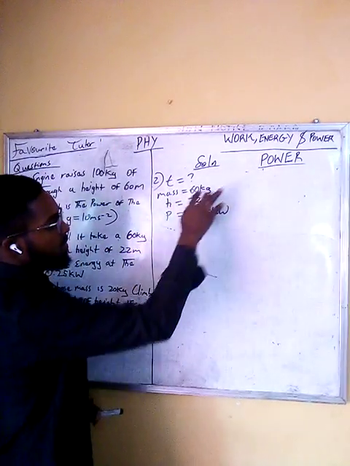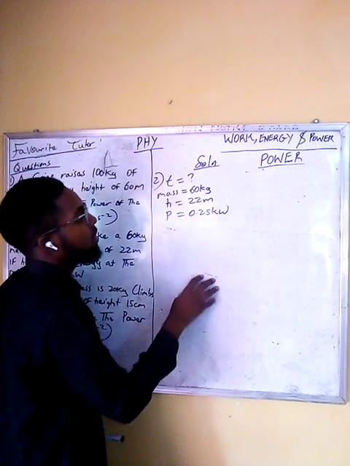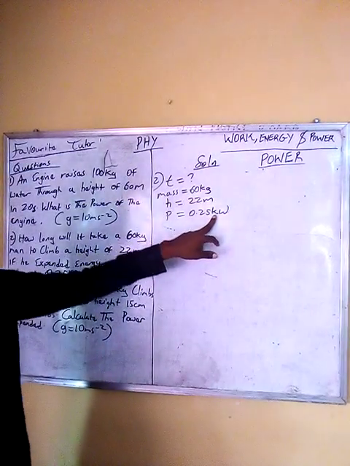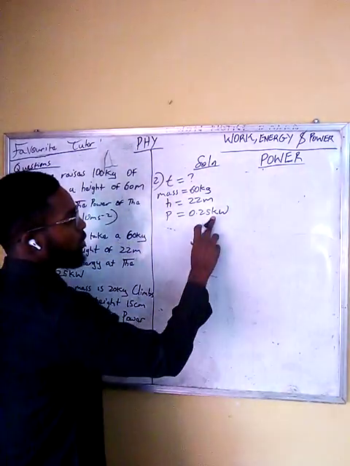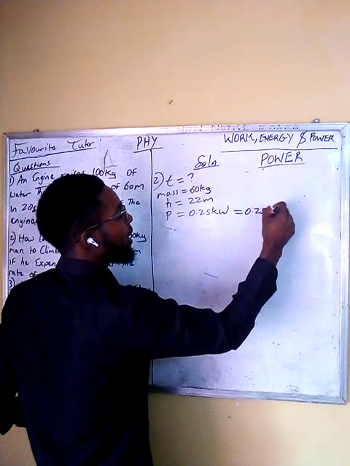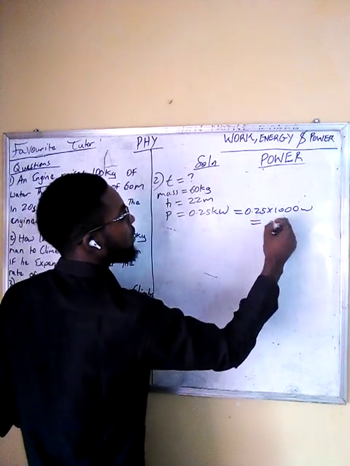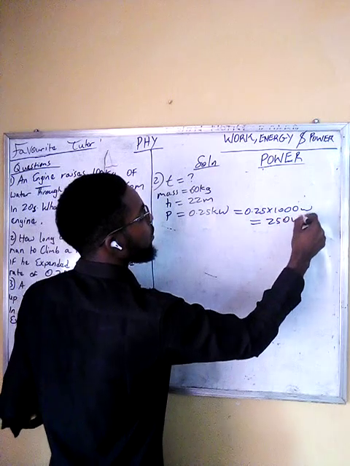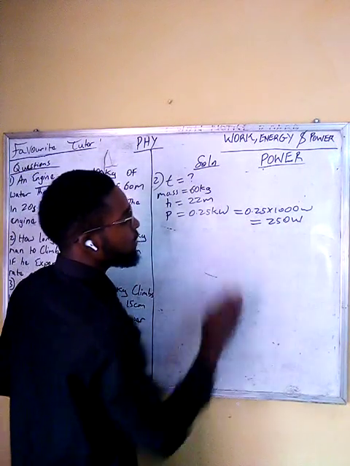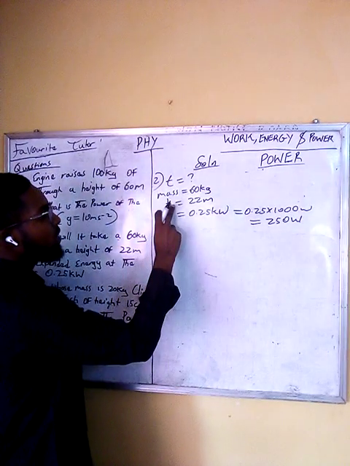Mass, kg, yes, correct. Height in meters, correct. Power in kilowatts. All right, we have to convert this kilowatts to watts and put it in its respective units. Kilo, like I said before, is 1,000. So this is equal to 0.25 times 1,000 watts, which is equal to 250 watts. So power is now in its respective units. All right, we are good to go. So it involves heights.